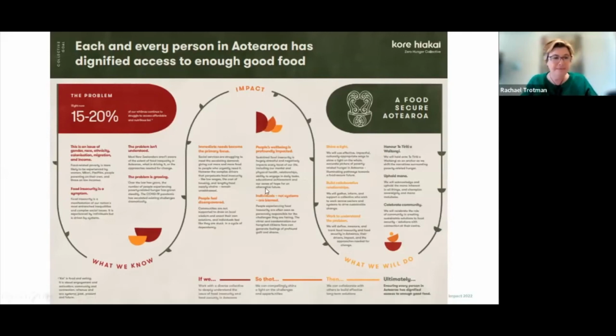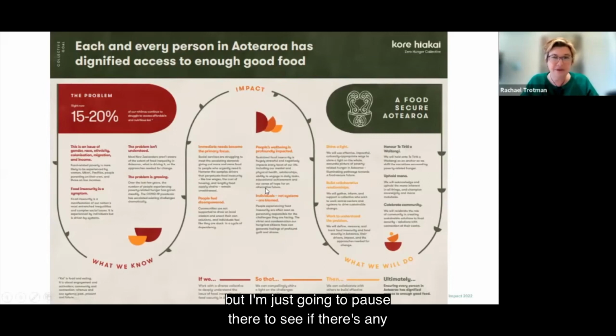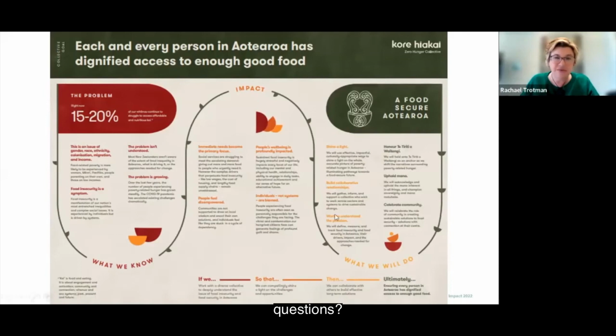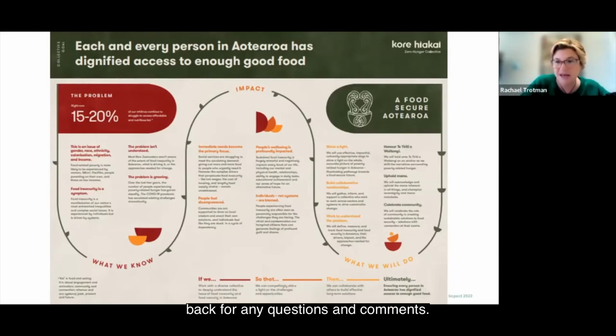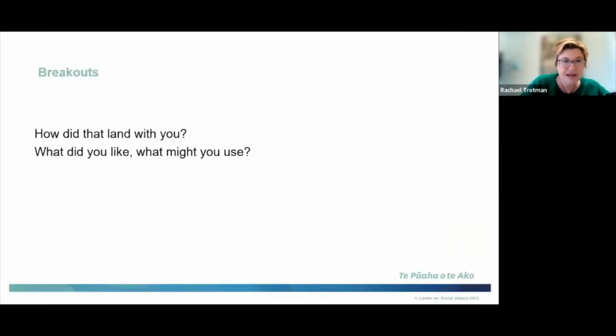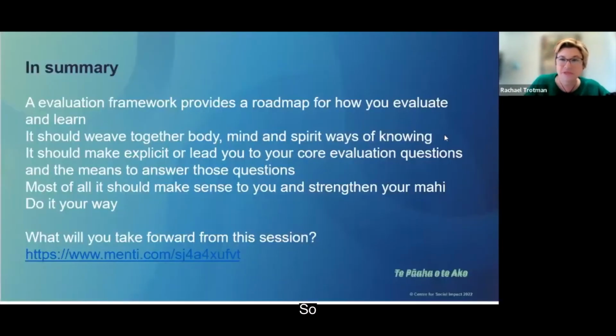But I'm just going to pause there to see if there's any questions, or I've actually got a summary slide. I think we might do that. And then maybe instead of going into our breakout, we might just come back for any questions and comments. So, summary here.